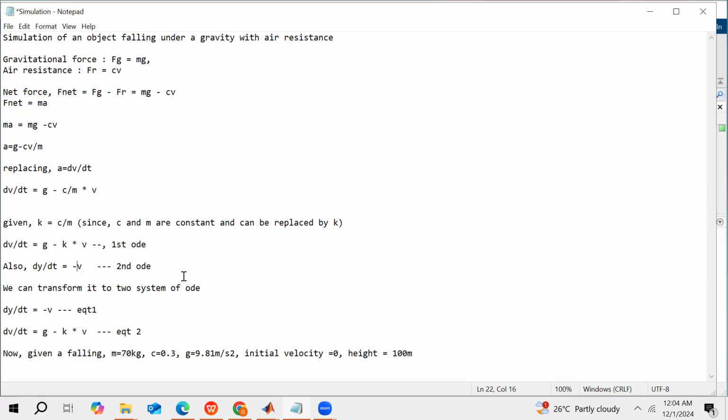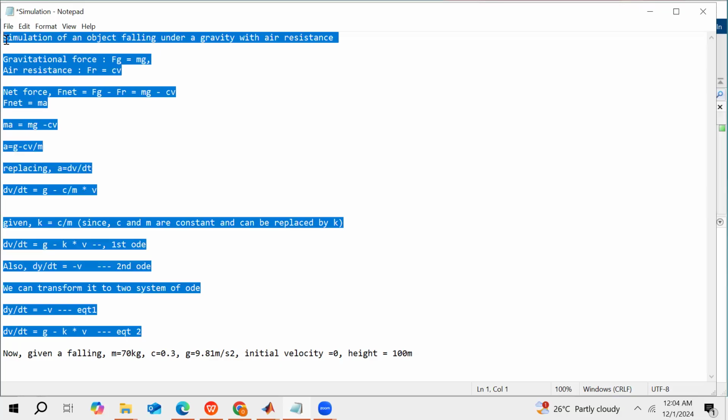So we have two systems of ordinary differential equations. These are the two systems of the equation. Equation 1 is given by the change in displacement, dy/dt equals minus v, and dv/dt equals g minus k times v. So that's what we have. This is the mathematical formulation of an object falling under gravity with air resistance.